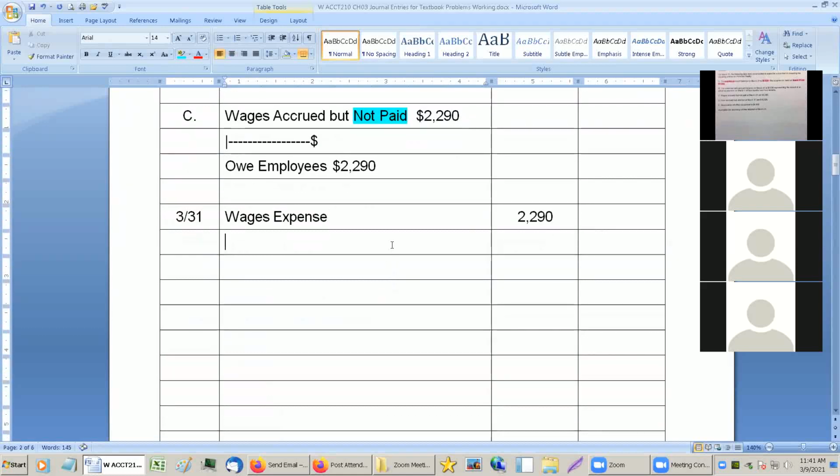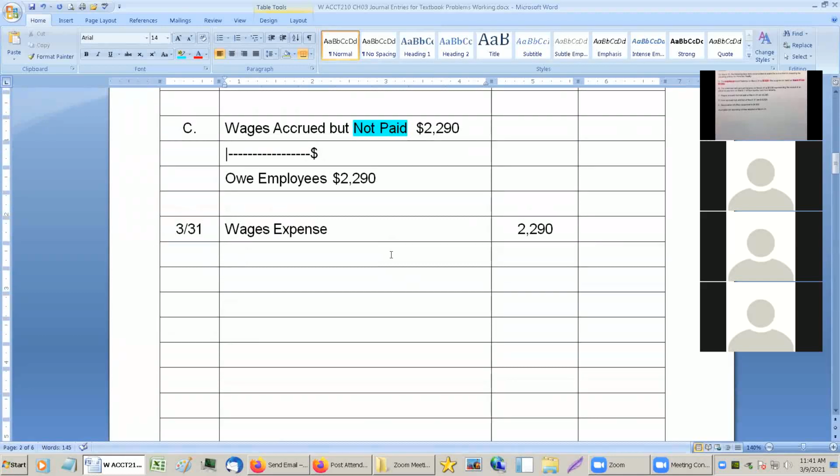And what's going to be on the other side? What is it when you owe somebody? Would it be wages payable or no? Yep, absolutely. Perfect. So wages payable. So now there's a liability. Now we haven't paid them yet. When we do pay them, that'll come off, but until we pay them, it's there.